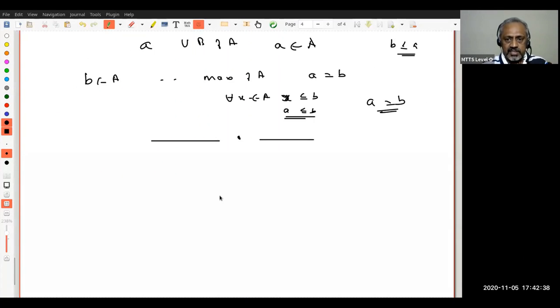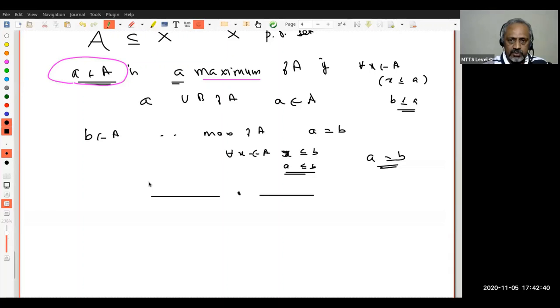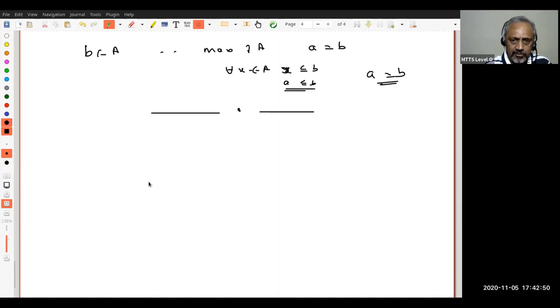I want you to understand this because many students have a problem with another notion associated with partially ordered sets. They get confused with these two notions. That's why I want you to understand this. Okay, I'll come to that. Bear with me.